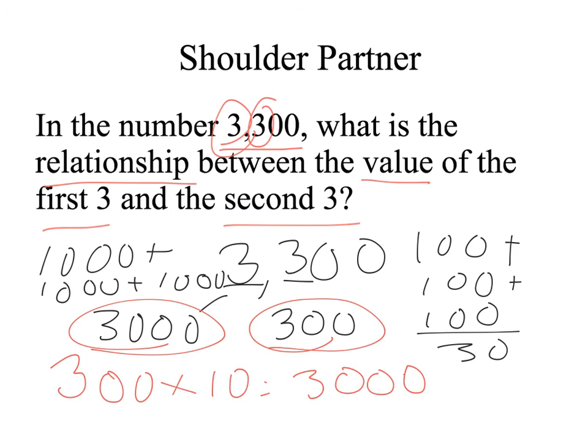So when you have two numbers that are the same, that are in place values right next to each other, the first 3 is going to be 10 times as great as the second 3, or the first number is going to be 10 times as great as the second number.